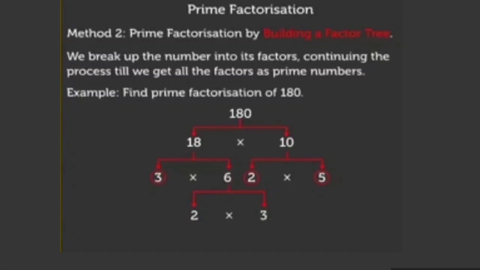Now you can see here 6 can again be broken up. What can we write here? 2 into 3. Now scholars, you can see all these numbers are prime numbers: 3, 2, 3, 2, 5. So the prime factorization of 180 is 2 into 2 into 3 into 3 into 5.